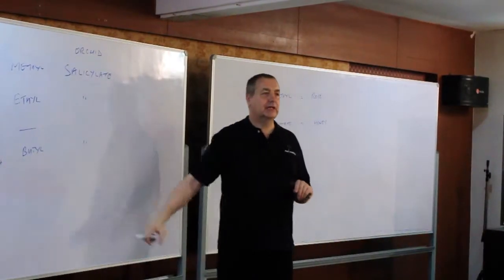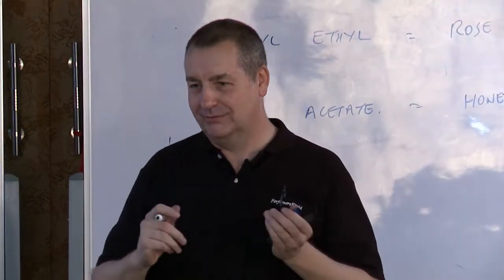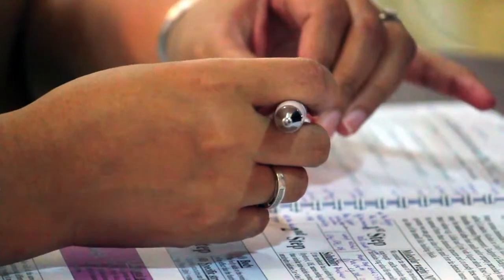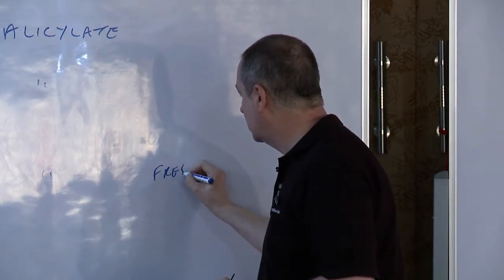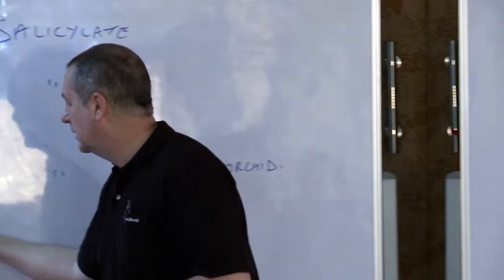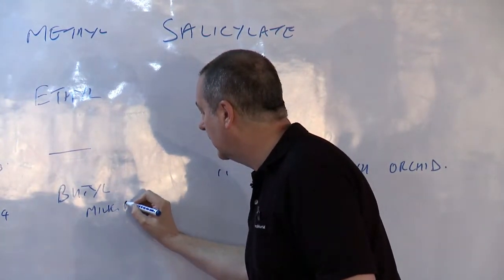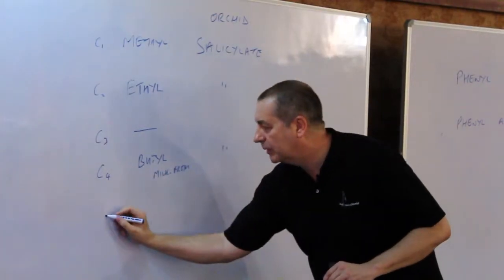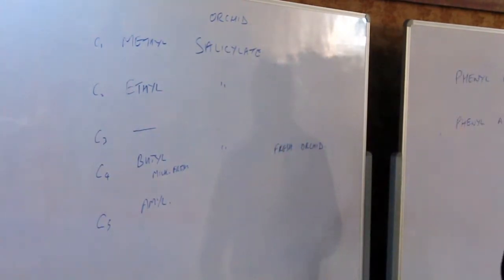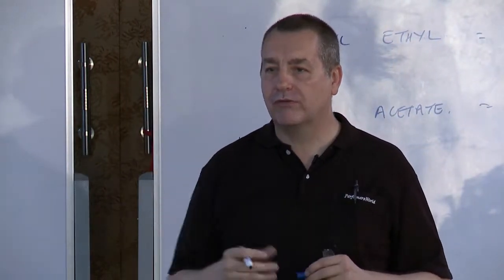When we get to butyl salicylate, what happens now is the orchid character starts to become obvious as a floral note. Yeah? So this now becomes like a fresh orchid. Butyl has a slightly milky, fresh character. When we go to C5, amyl salicylate, it's now becoming more and more floral.